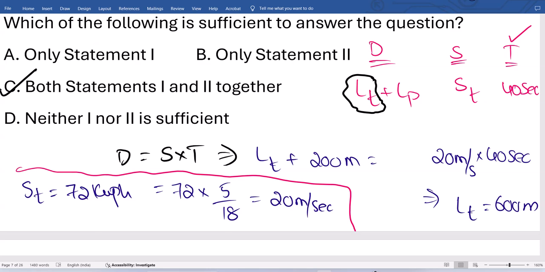But they are not asking that. To find that, what data is required is the question. To find the length of the train, what information is required? We need the platform length, we need train speed, we need the time taken to cross it.